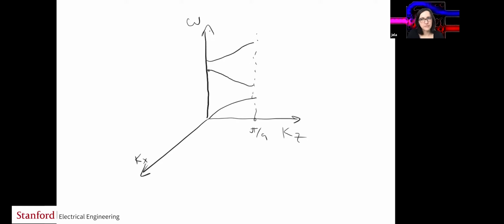And so on, okay? So that's what we did during the last few lectures. That's just propagation along the axis. But now there is also kx, so now the band diagram looks a little bit more complicated if we have some three-dimensional surfaces.